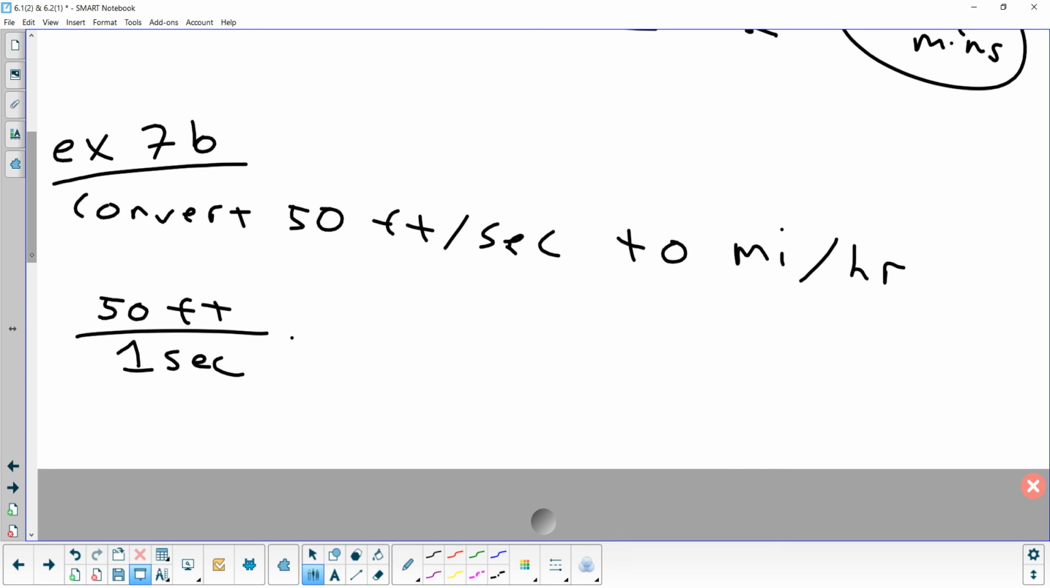Now we can choose which one we want to deal with first. Let's get the seconds to hours out of the way, and then we'll come back and do feet to miles. We're trying to get rid of seconds, and let's go up to the next unit from a second. Where would seconds go to cancel out? Top. And what's the next unit up from a second? Minute. And what's the conversion between minutes and seconds? 60 seconds in 1 minute. Now if you stop there, you would have an answer in feet per minute.